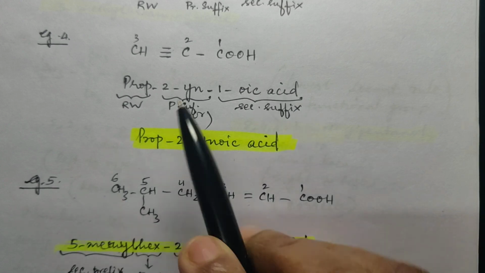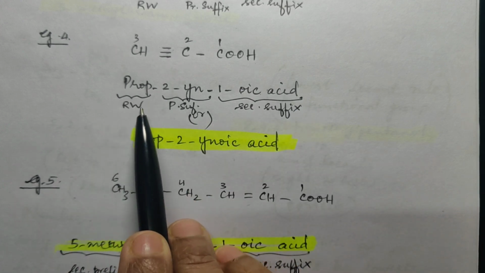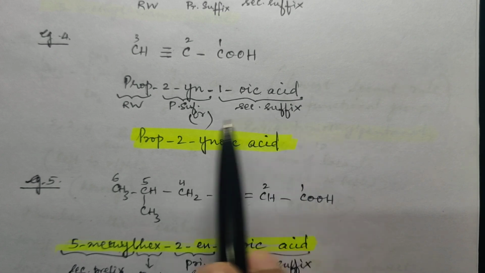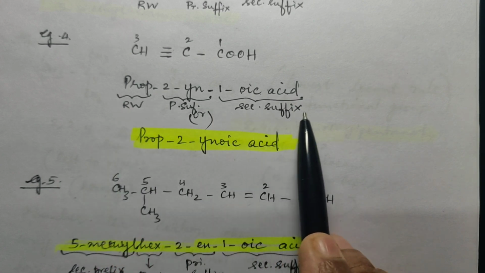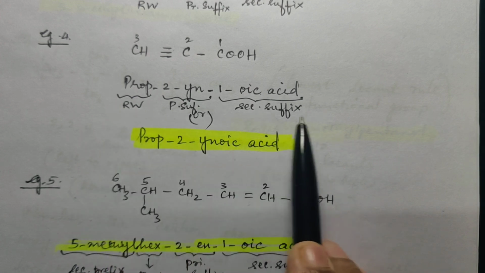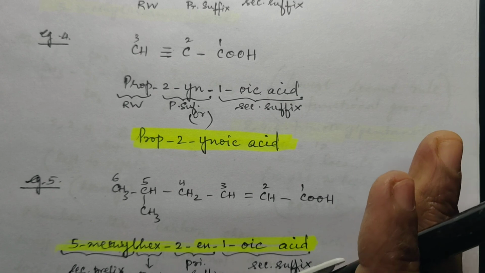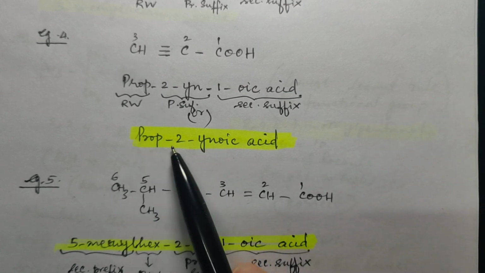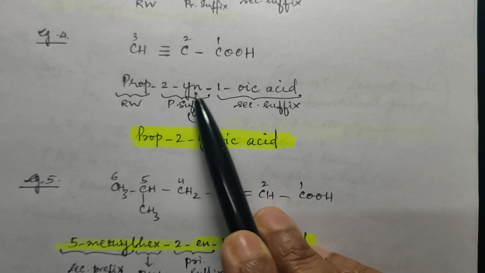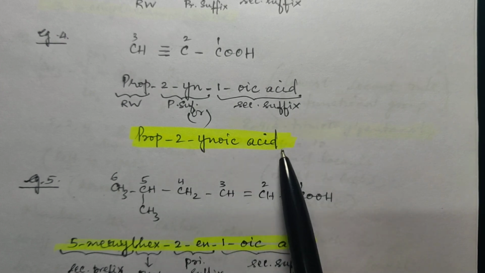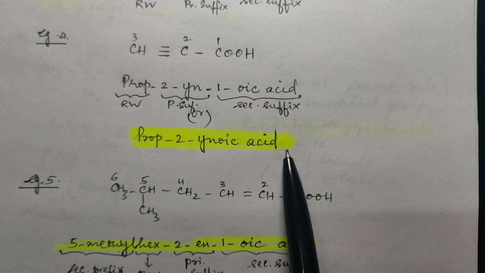So prop-2-yn-1-oic acid. Now look at the order. Root word, primary suffix, then secondary suffix. Okay? Religiously you have to follow this order. इस order में अगर गड़बड़ करोगे, then your IUPAC name will be wrong. ठीक है? So prop-2-yn-1-oic acid you may write, or propynoic acid. This way also you can write. There's no problem.